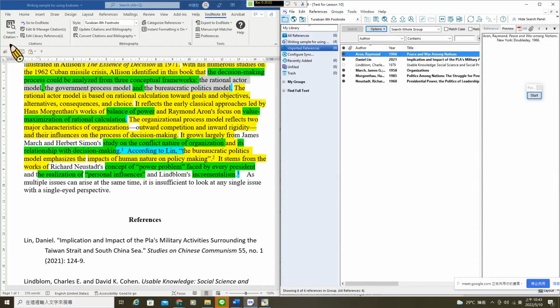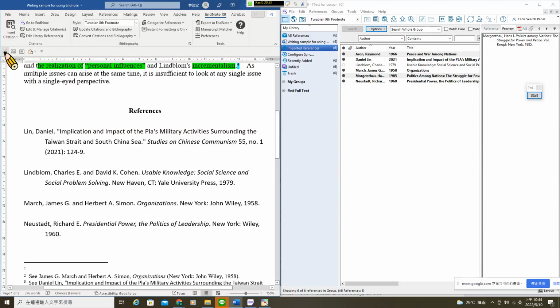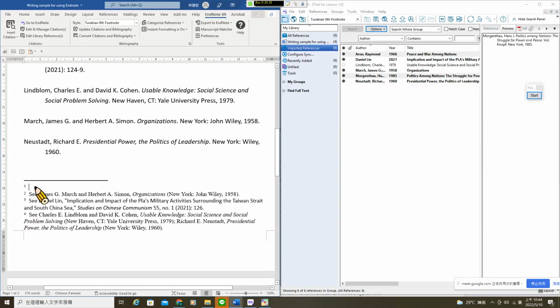So I use control, my left finger. See, here I press control and I use my mouse to click. So basically I select two sources, right? Okay. So now I go back here and put the citation number. No, the footnote number. This is the footnote number I intentionally put here. Did you see insert footnote? And I click. And did you see that? There's a number here.